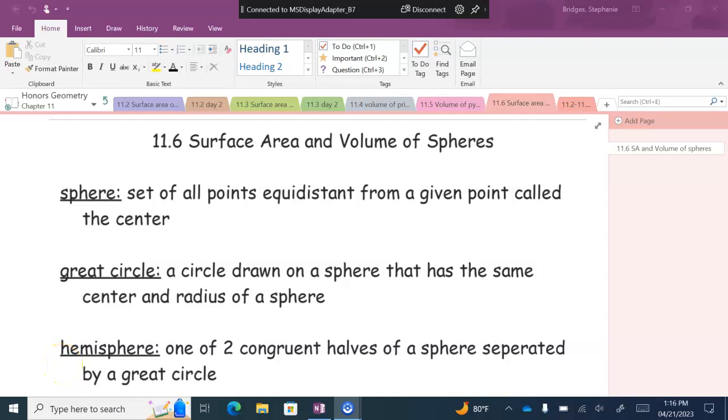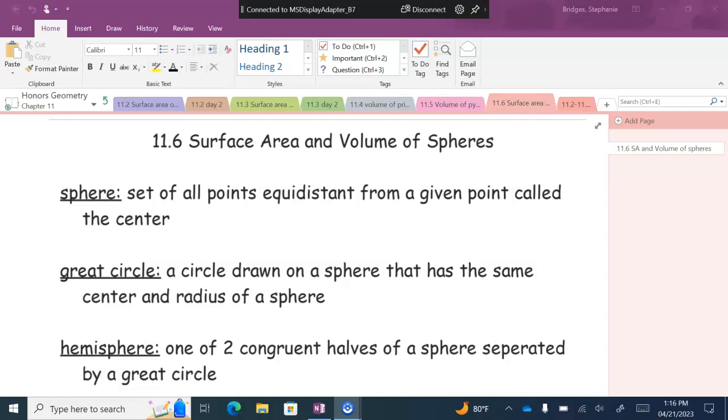All right, that's enough. So again, we are talking about spheres. A sphere is the set of all points equidistant from a given point called the center, and that has all points in space, so it's three-dimensional. Think of your center, and it's all of the points that are the same distance from that. So a ball, the Earth, anything like that is a sphere.